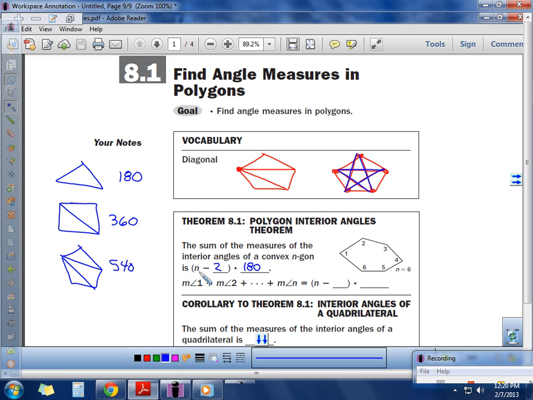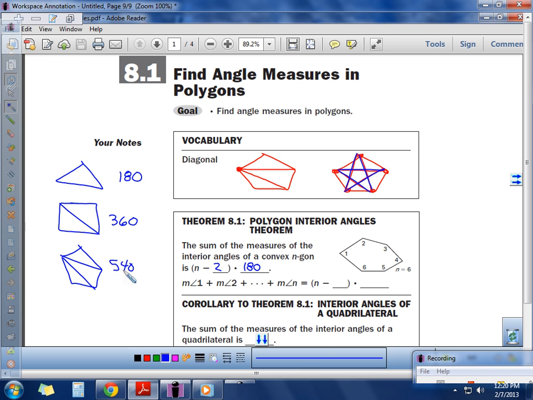What does this n stand for? It stands for the number of sides. So how many sides do I have on a 4-sided shape? 4, obviously. 4 minus 2 times 180 gives me 360. 5 minus 2 times 180 gives me 540. And so on. You can do this for large shapes, and you'll just keep getting larger and larger numbers.